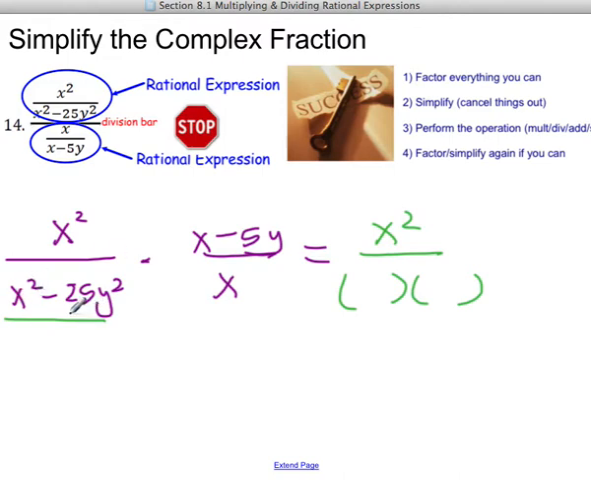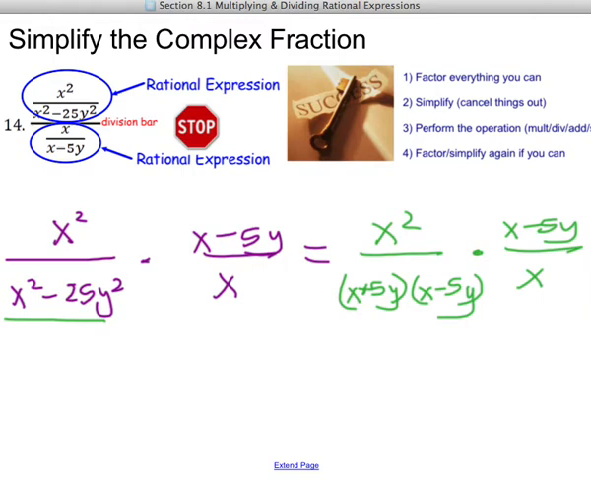It's a difference of perfect squares. The square root of x squared will just give me x. Okay, the square root of 25 is 5, and the square root of y squared is y. Now, just like any difference of perfect squares, there's always a plus and a minus. So it's x plus 5y times x minus 5y. Okay. Now I'm going to go ahead and see if there's anything that can factor out of here. No, so I just have x minus 5y all over x.